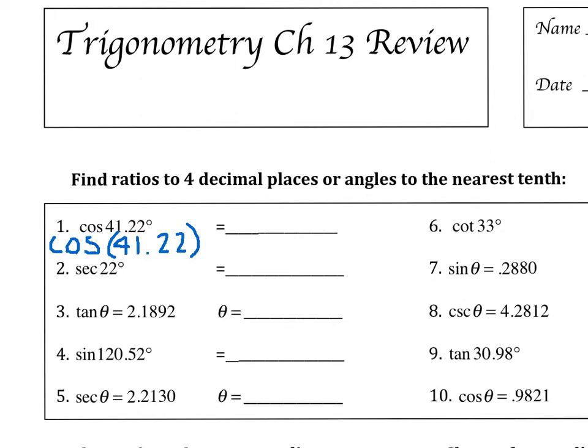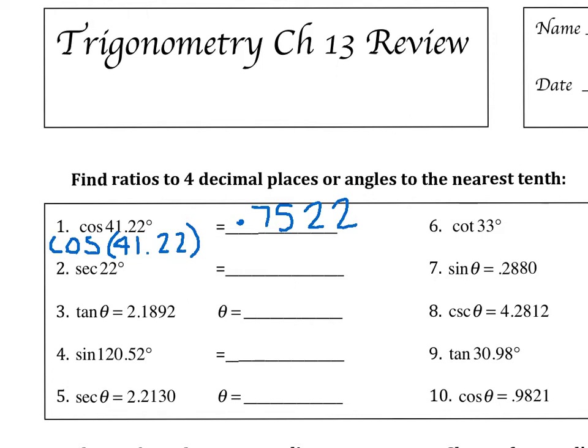If we look at number 1, this is one where they're giving us the angle. We are trying to find the ratio, and the directions tell us to find ratios to 4 decimal places. So all I'm going to do is type in cosine and then put in 41.22 and press enter. The calculator tells us 0.75218, so I'm going to round that to 0.7522. I can do this exact problem if it says cosine, sine, or tangent.